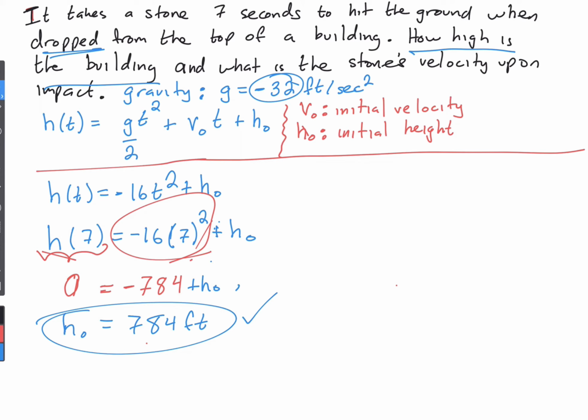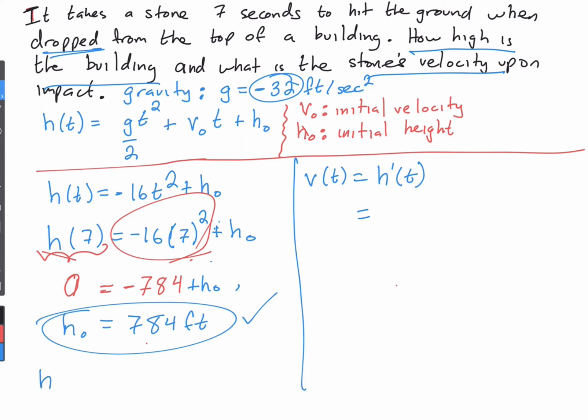Now, the second part is, what's the stone's velocity upon impact? So what do we need to find the velocity? Not at this point, but close. The derivative of the height function would be the velocity, right? Does that make sense? Okay, so the velocity function is equal to the derivative of the height, right? What's the derivative of velocity? Acceleration, right? Okay, good.